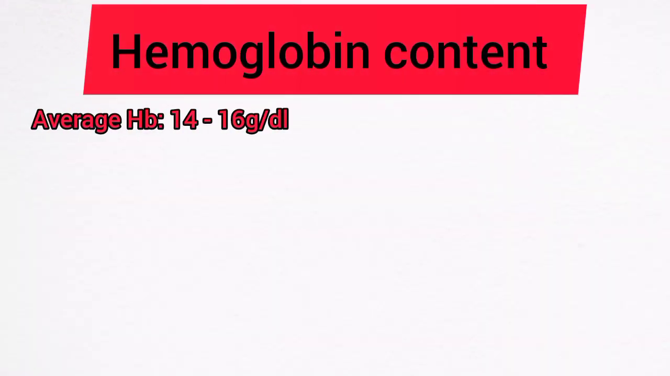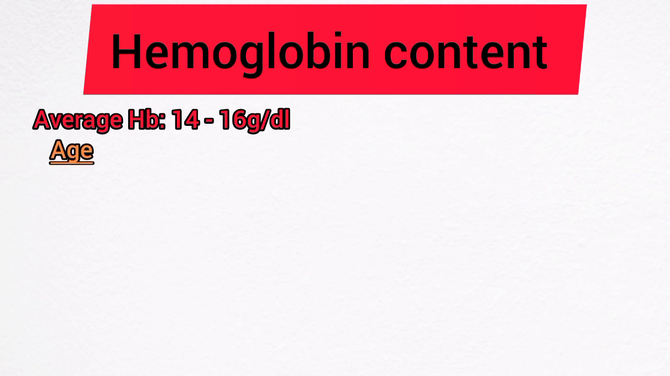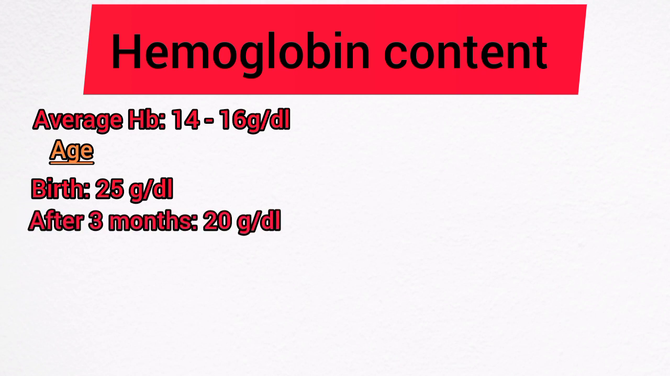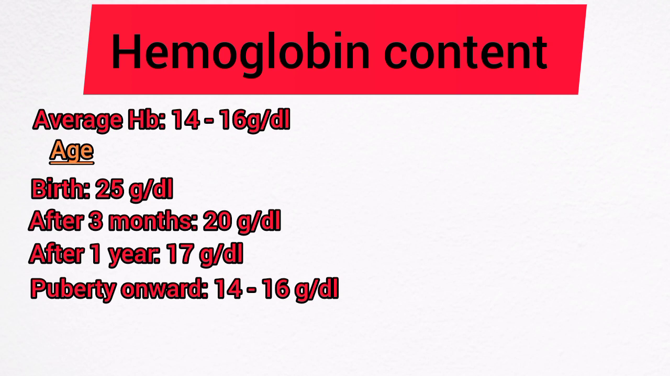The average hemoglobin content in blood is between 14 to 16 grams per deciliter. The values actually vary depending on the age and the sex of an individual. At birth, the hemoglobin content is 25 grams per deciliter. After the third month, it is 20 grams per deciliter. After a year, it is 17 grams per deciliter. From puberty onwards, the hemoglobin is between 14 to 16 grams per deciliter.